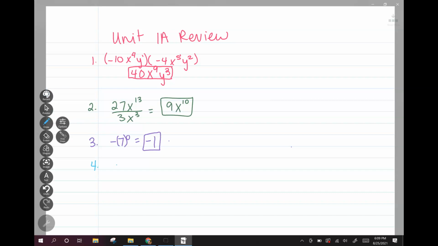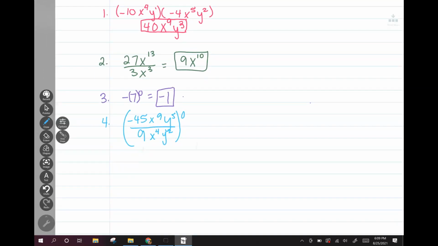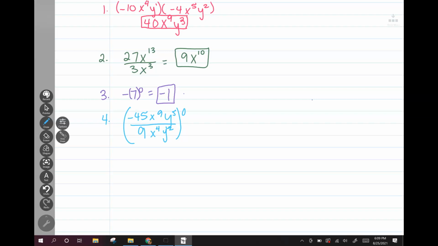All right, number 4. Okay, let me write this one out. Negative 45 x to the 9th, y to the 5th, over 9 x to the 4th, y squared, all to the power of 0. We know anything to the power of 0 equals 1. So yes, your answer is 1 here.